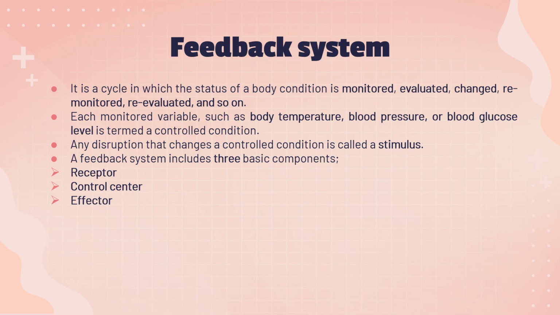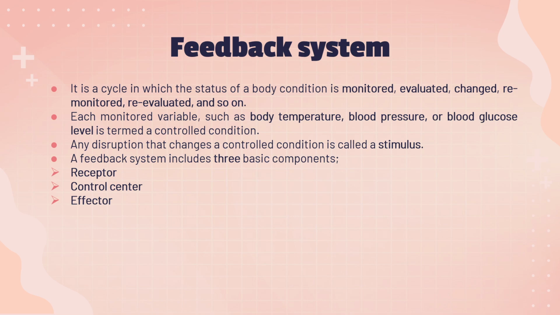Okay, now for the maintenance of the feedback system, the word stimulus is important. Any disruption or disturbance that changes a controlled condition is called a stimulus. Controlled conditions are what? Body temperature, blood pressure, blood glucose level, then oxygen level, protein level, electrolyte level. These are the variables, these are the controlled conditions. If any changes occur in these controlled conditions, that change is known as the stimulus. Okay, so this stimulus is important for the further mechanism of the feedback system.